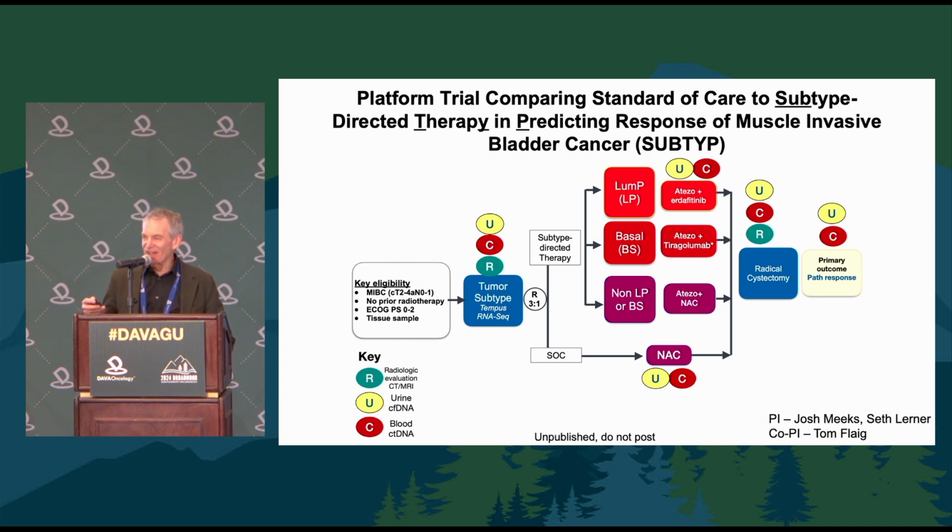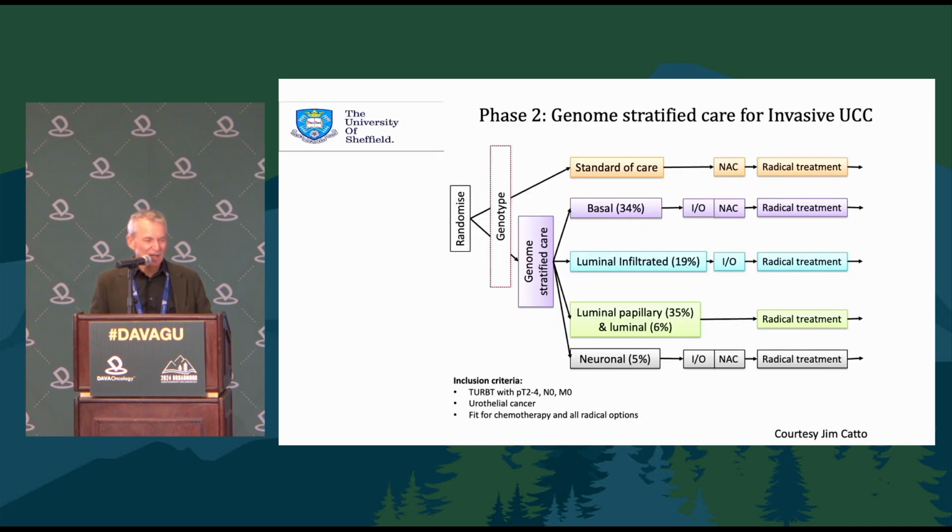So there's new standards of care, and we're sorting out how best to approach this in the context of a randomized trial. There is a trial going on in the UK. Jim Cato is running the Gusto trial using a version of the TCGA classifier. I know he's enrolled to that. So it'll be exciting to see where that goes.